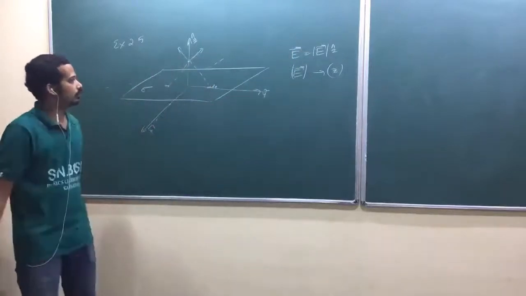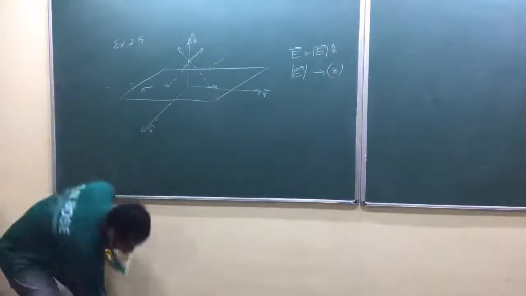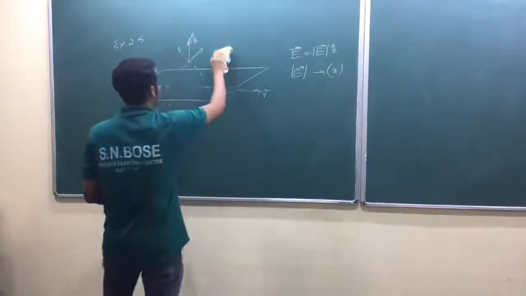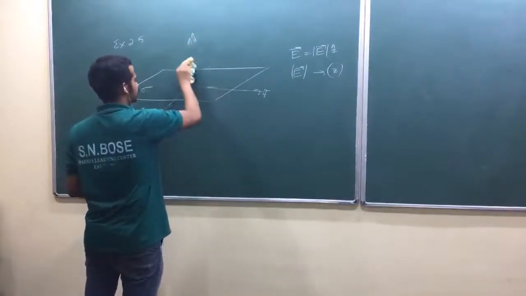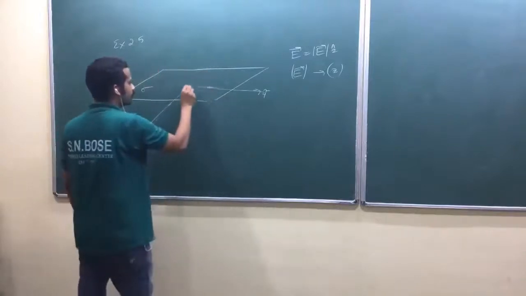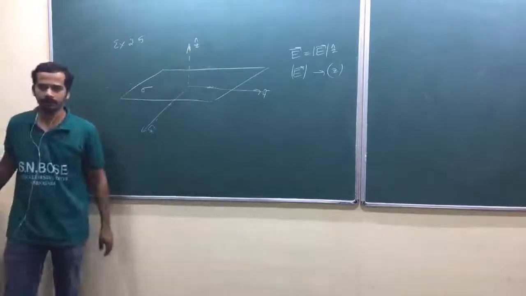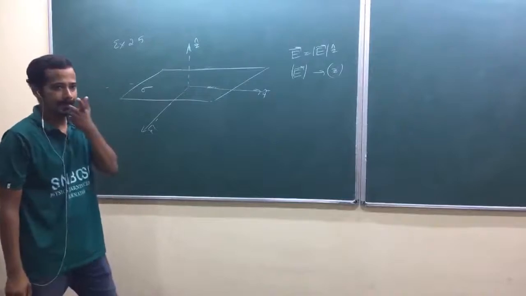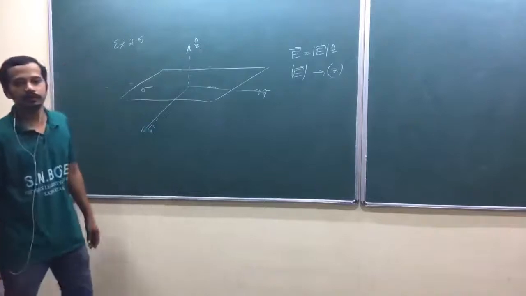So now you have to imagine a Gaussian surface, am I right? How do you take the Gaussian surface now? Speak out. The Gaussian surface should be taken in such a way that the electric field is parallel to the surface area vector throughout the Gaussian surface. So then, throughout the surface, the electric field should be uniform. Am I right?